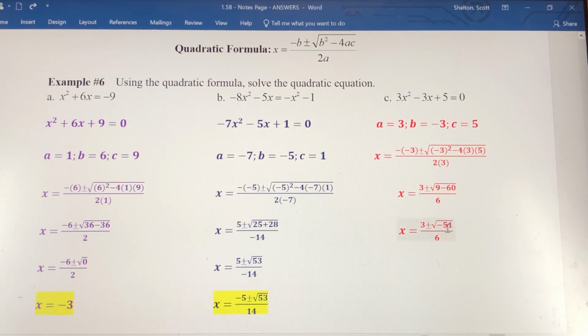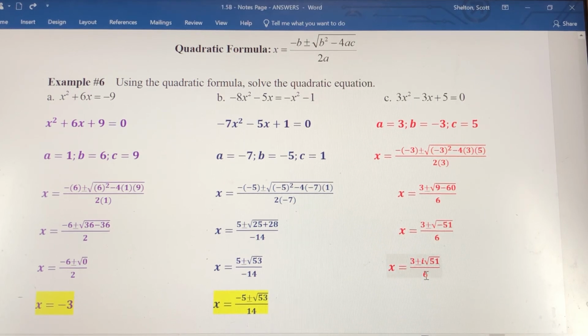I can't simplify 51, okay? The 51 doesn't have any perfect square factors. It's not prime, like 53 was prime. It's not prime, but the factors that it does have don't include a perfect square, okay? So I get 3 plus or minus i radical 51. I'm gonna factor out a negative 1 here and take that out as an i, okay?